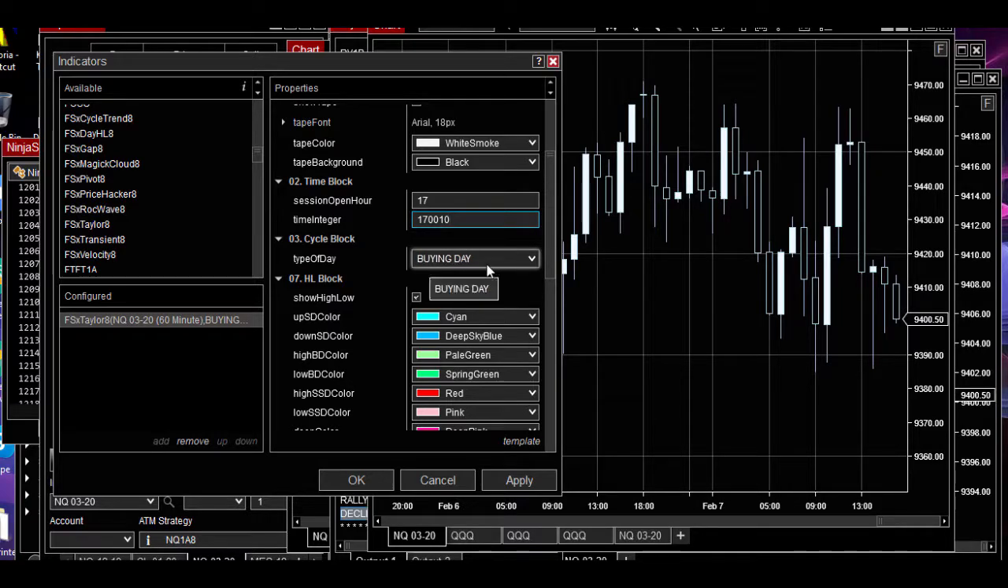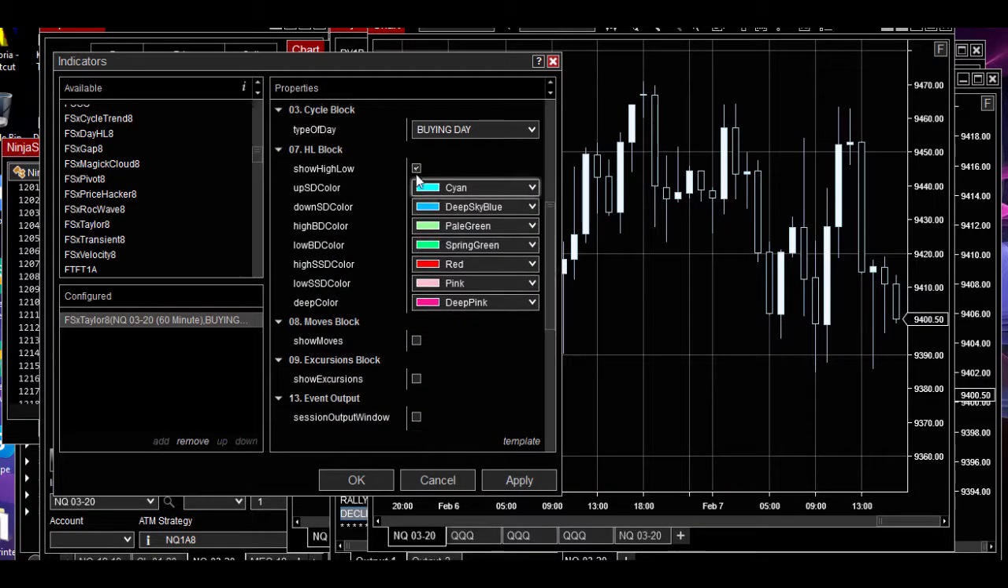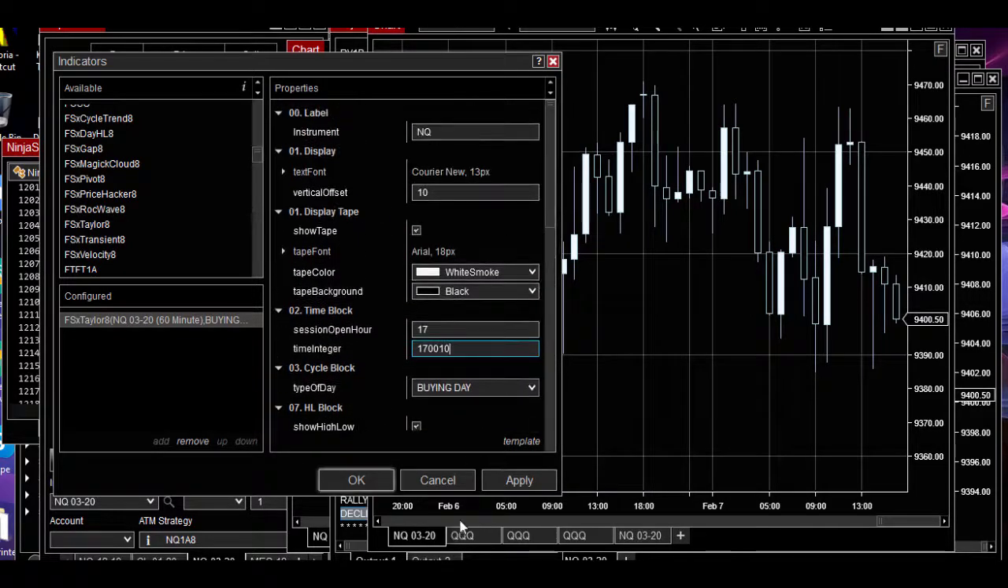This is your cycle block. You're going to tell it what type of day to start calculating on. We need to calibrate the chart to make sure that we get the proper 3-day cycle. We're going to be showing the high and low to start. And let's hit apply.